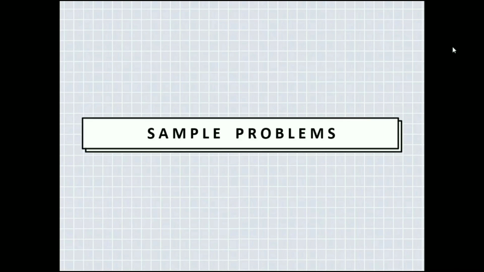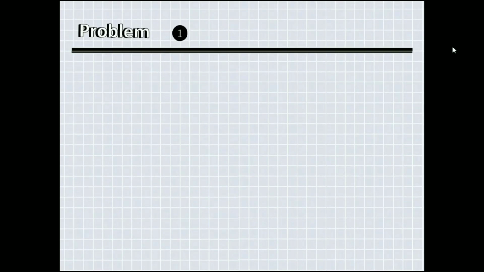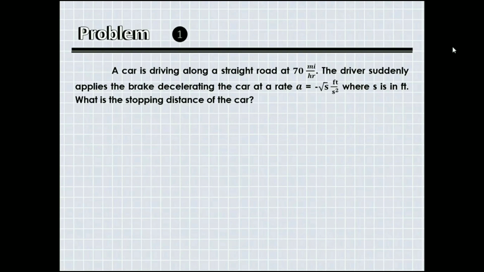Sample problems. Problem number 1. A car is driving along a straight road at 70 miles per hour. The driver suddenly applies the brake, decelerating the car at a rate of negative square root of s feet per second squared, where s is in feet. What is the stopping distance of the car?